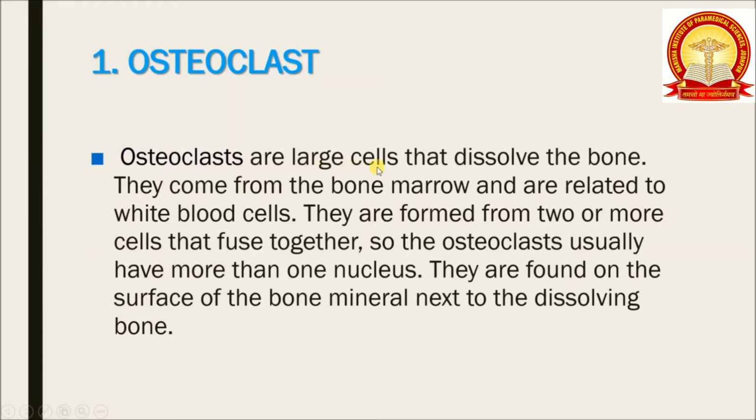Osteoclasts are large cells that dissolve the bone. See, they dissolve the bone. They come from the bone marrow and are related to white blood cells. They are formed from two or more cells that fuse together. So, the osteoclasts usually have more than one nucleus. They are found on the surface of the bone mineral next to the dissolving bone.